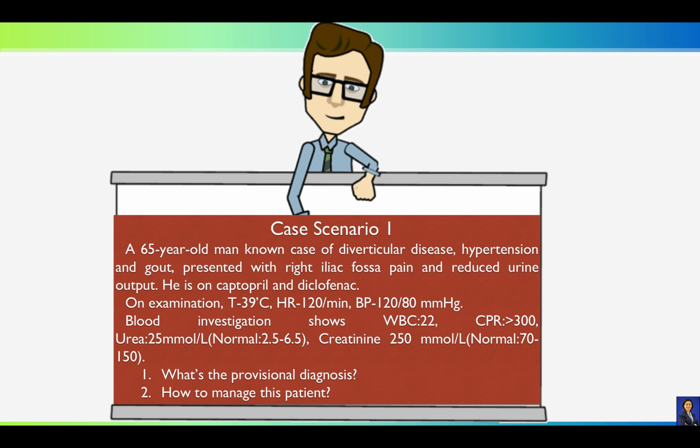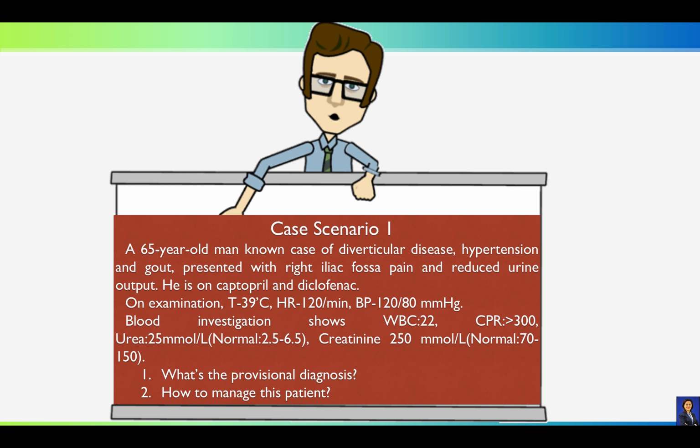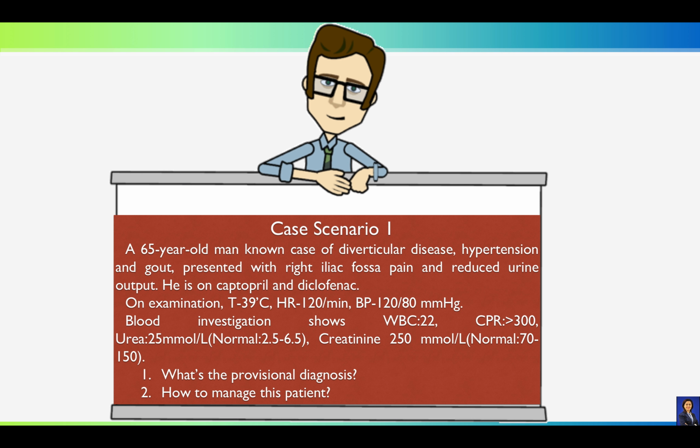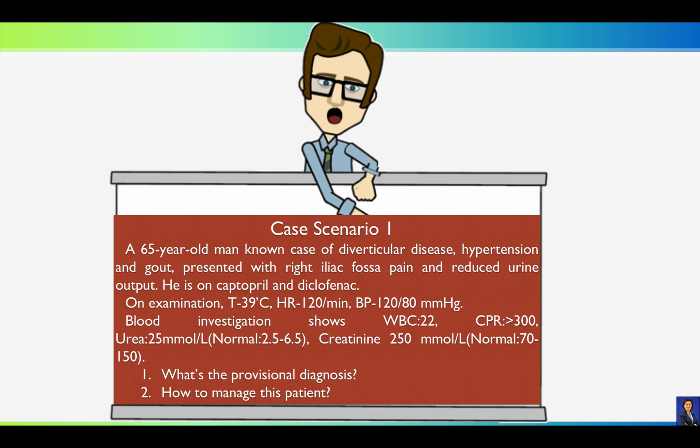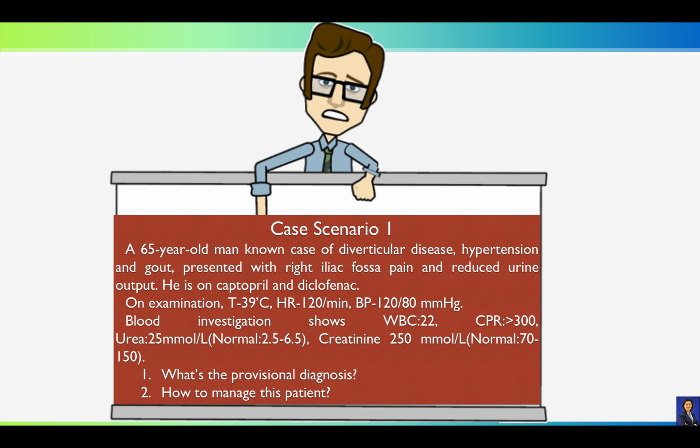Treat the underlying cause. The underlying cause is sepsis, so treat with antibiotics and fluid resuscitation. For the renal injury, you have to monitor the intake-output chart and stop all the nephrotoxic drugs, and watch out for complications by investigating all the electrolytes.